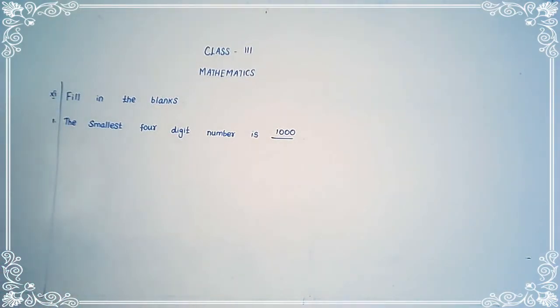Okay. The smallest 1-digit number is 1. The smallest 2-digit number is 10. The smallest 3-digit number is 100. The smallest 4-digit number is 1000. And the greatest. Shall we see the greatest digit numbers? The greatest 1-digit number is 9. Yes or no, ma?